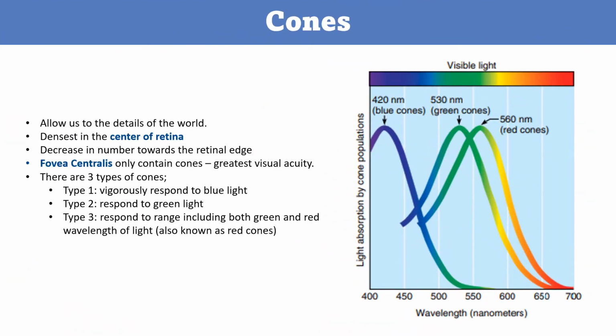Cones allow us to see the details of the world. Cones are densest in the center of the retina. They decrease in number towards the retinal edge. The fovea centralis contains only cones, therefore it is the site of greatest visual acuity.